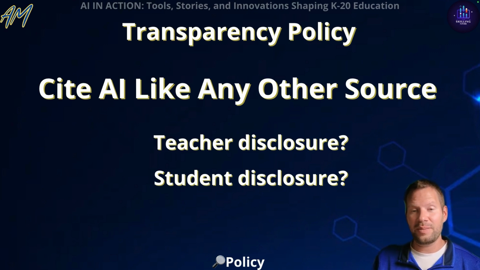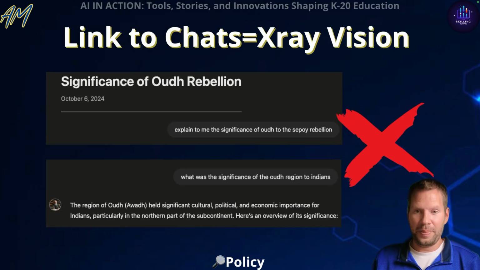I do the same. If I use AI to help me on my side as an instructor, I will tell students in the assignment, I used ChatGPT to help me brainstorm this. If I email somebody and I used AI, I disclose, here's the tool I used and how. Sometimes I will even put a link to the chat. Why would we put a link to the chat?